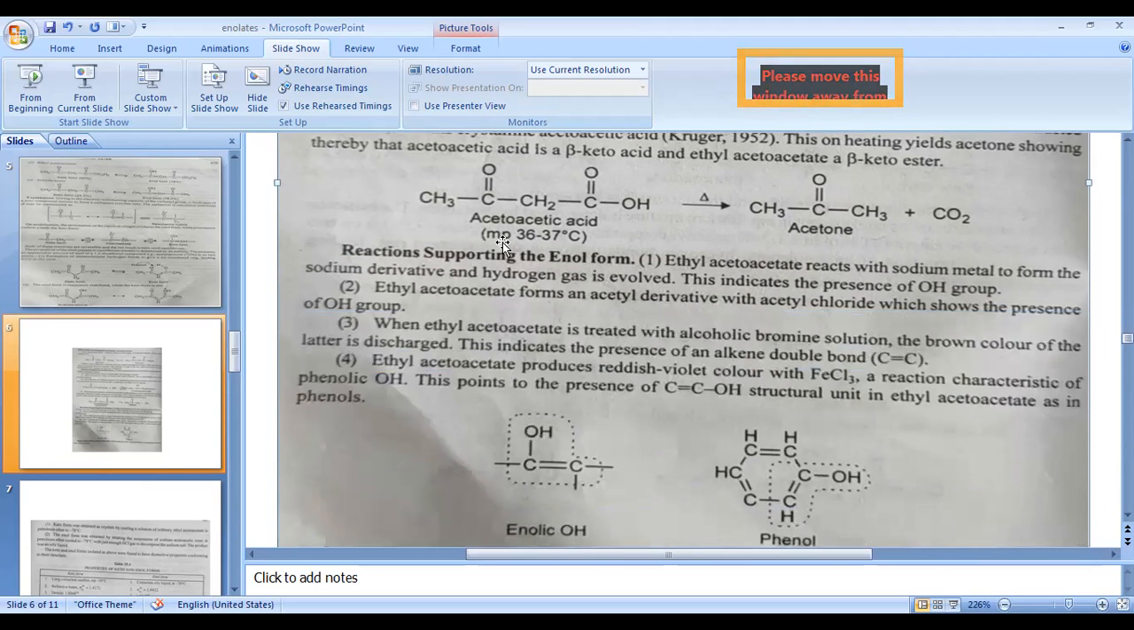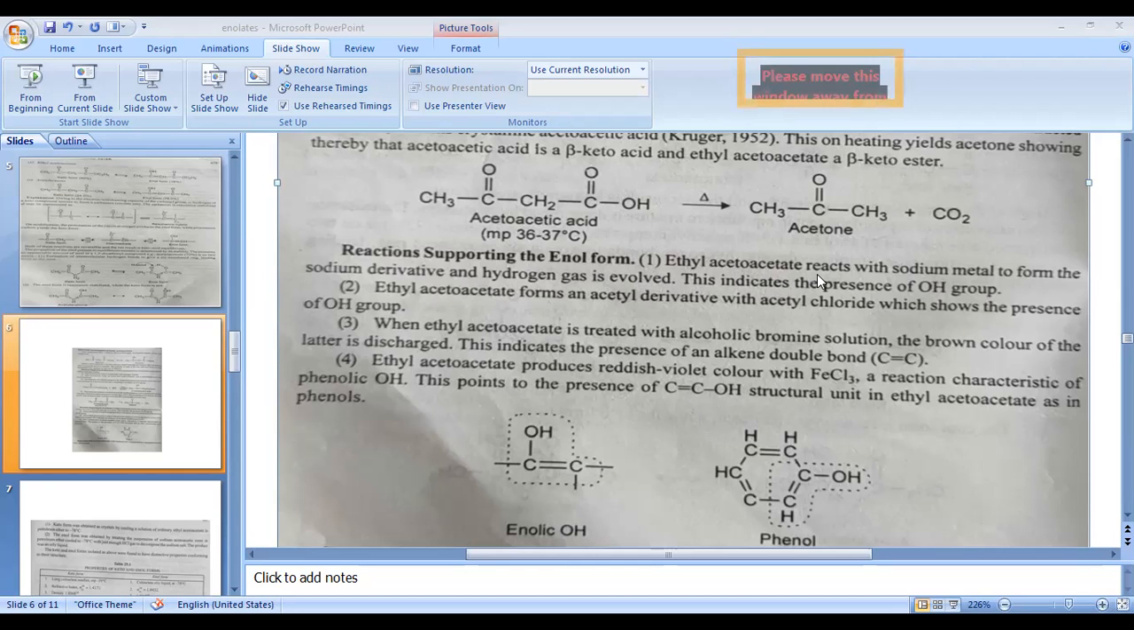Now, evidences, reactions supporting the enol form. Now ethyl acetoacetic ester, it forms... Now reactions supporting enol form.